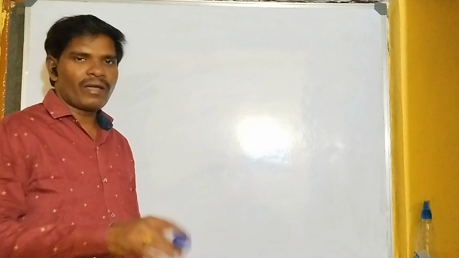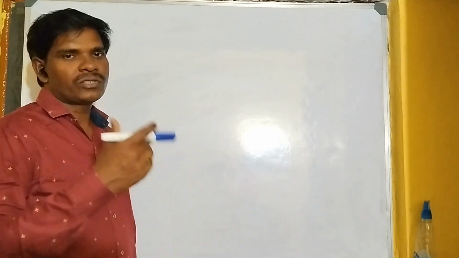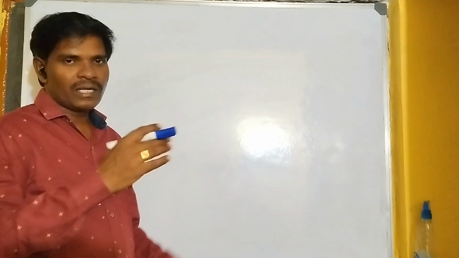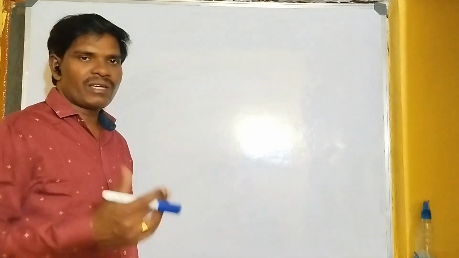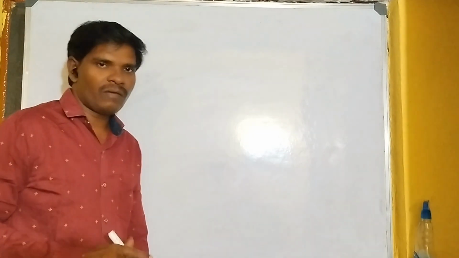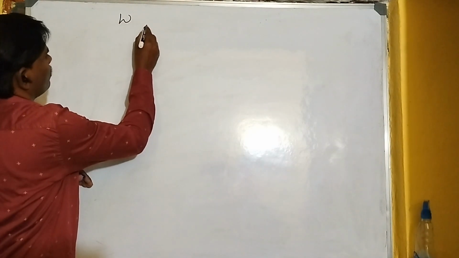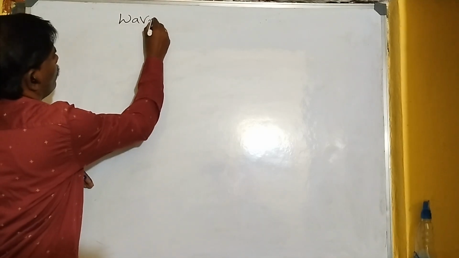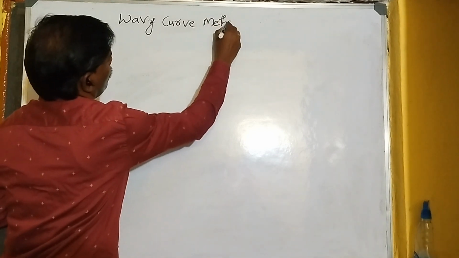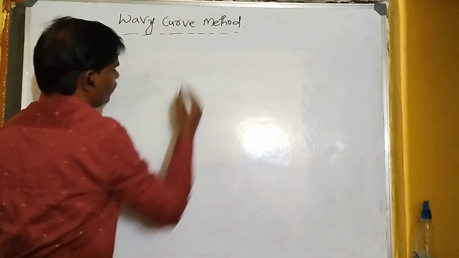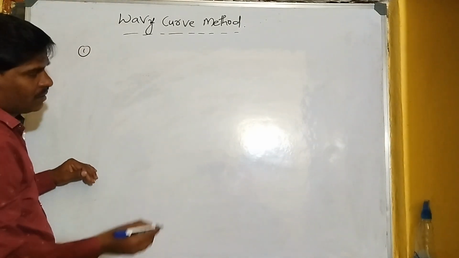To find the domain, where x belongs, with two values, three values, four values, or divisions and inequalities, whatever they may be, the wavy curve method is the better method. Listen carefully. In this wavy curve method, first you learn the formulas.